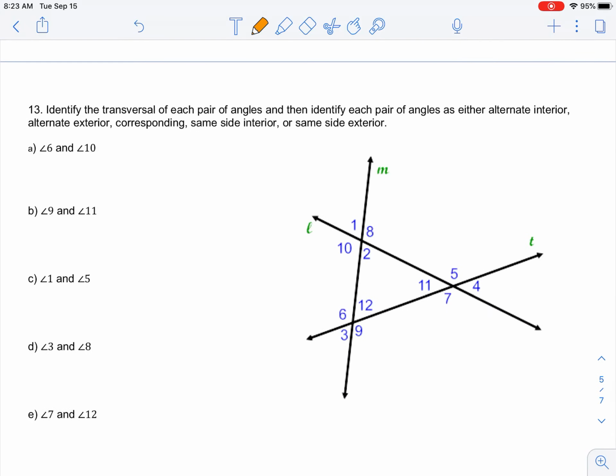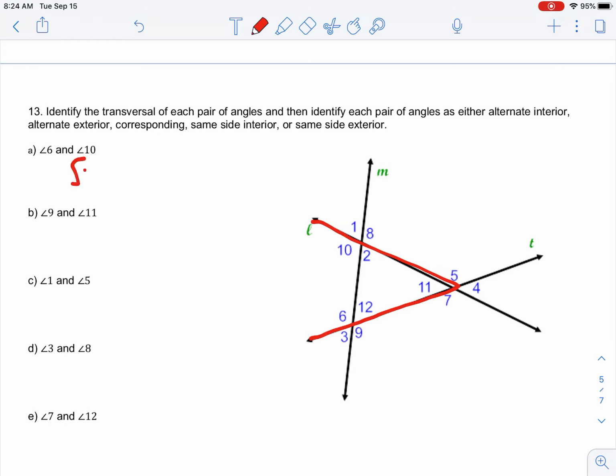All right, you know they're going to make these pictures get crazy on us, so let's go ahead and look. They give us 6 and 10, so 6 and 10. So 6 and 10 are between these two lines. All right, I know they're interior because they're both lying inside. Now I'm going to ask myself, are the 6 and 10 on the same side inside, or do they alternate? In this case, they're same side. They both lie on the same side of the transversal, so same side int.